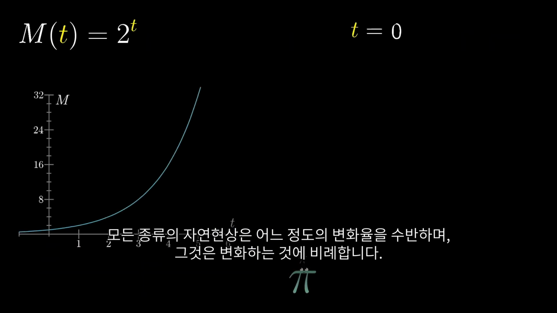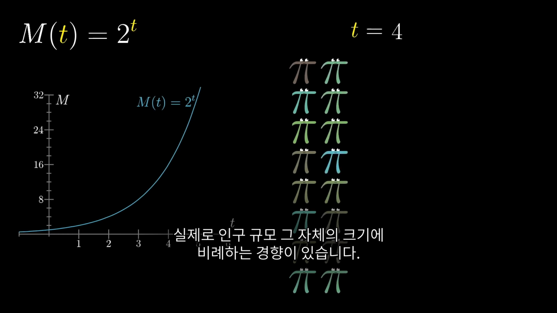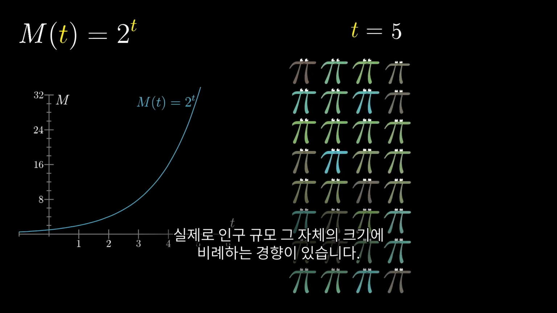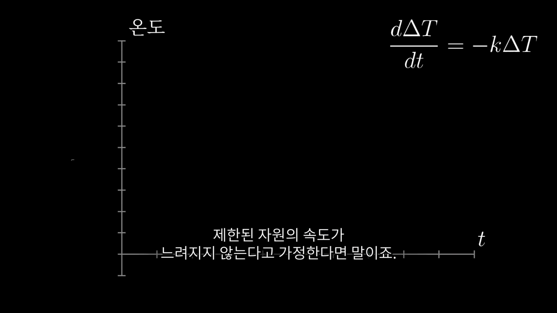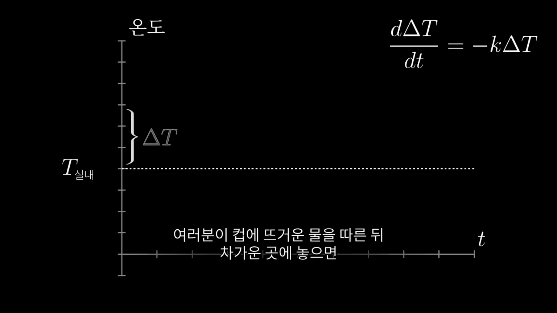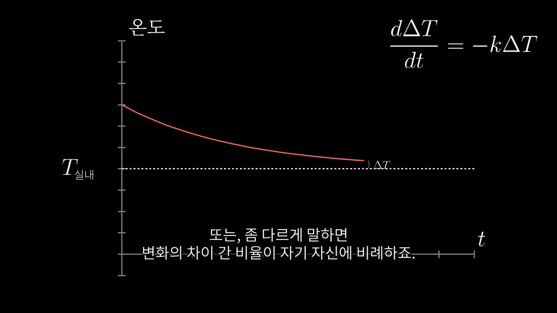All sorts of natural phenomena involve some rate of change that's proportional to the thing that's changing. For example, the rate of growth of a population actually does tend to be proportional to the size of the population itself, assuming there isn't some limited resource slowing things down. And if you put a cup of hot water in a cool room, the rate at which the water cools is proportional to the difference in temperature between the room and the water. Or, said a little differently, the rate at which that difference changes is proportional to itself.